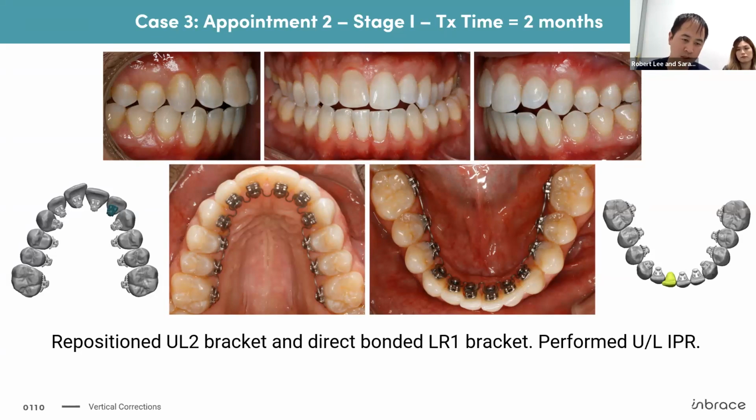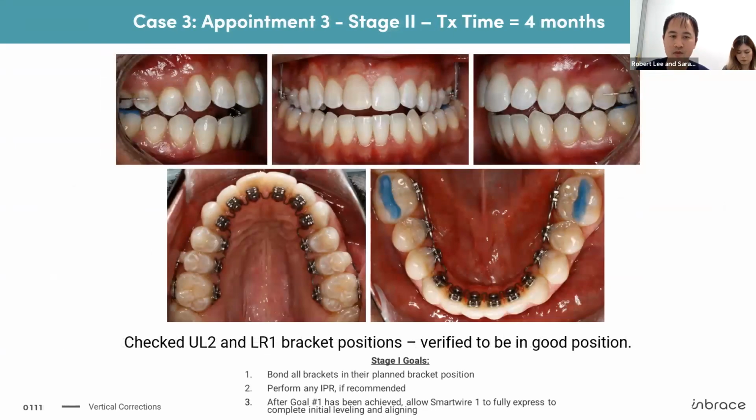So we went ahead and repositioned the upper left 2 bracket, direct bonded the lower right 1 bracket, performed some of the upper and lower IPR. And then at 4 months, we checked the upper left 2 and the lower right 1 bracket positions, verified them to be in good position. Again, always double check your direct bonded bracket positions. We bonded all brackets in their planned bracket position. So all brackets have now been placed in their planned bracket position.